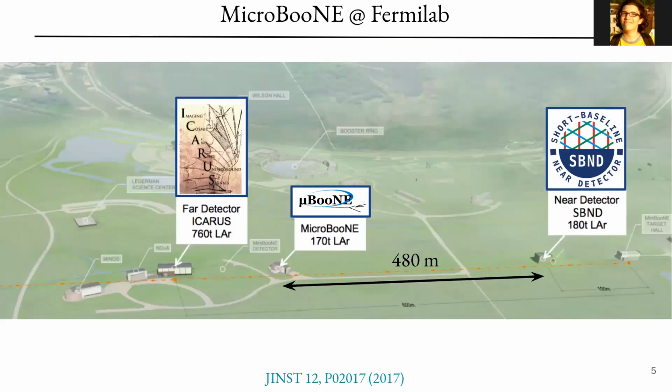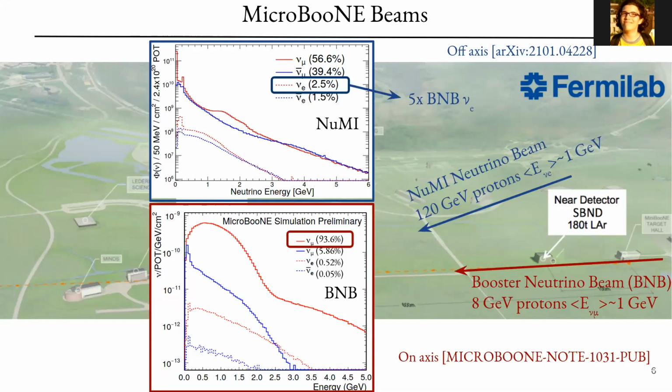A few more details when it comes to our experiment. MicroBooNE is located at Fermilab, roughly 500 meters away from the source and between the SBND near detector and the ICARUS far detector. Because of the location of our detector, we are getting neutrinos from two beam lines, namely the Booster neutrino beam, which is on axis and is dominated by muon neutrinos with an average energy of about 1 GeV, and at the same time from the NuMI neutrino beam, which is off axis, and we have a much richer contribution from electron neutrinos, also with an energy of about 1 GeV.